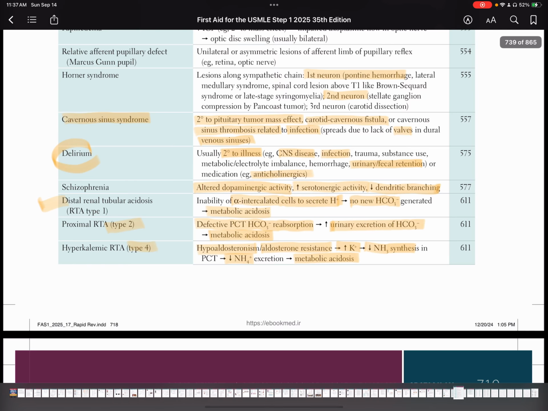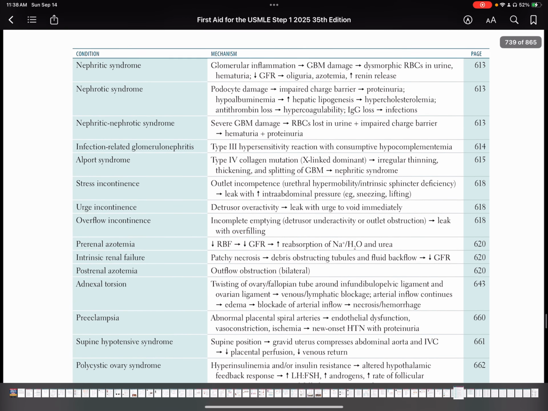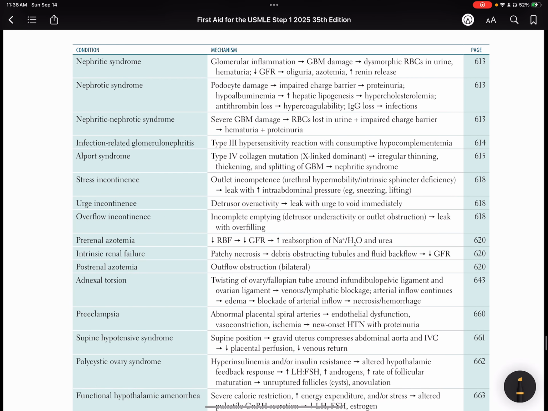Next condition is nephritic syndrome. Glomerular inflammation leads to GBM damage. This leads to dysmorphic RBCs in urine. This leads to hematuria, decreased GFR causing oliguria, azotemia, increased renin release.